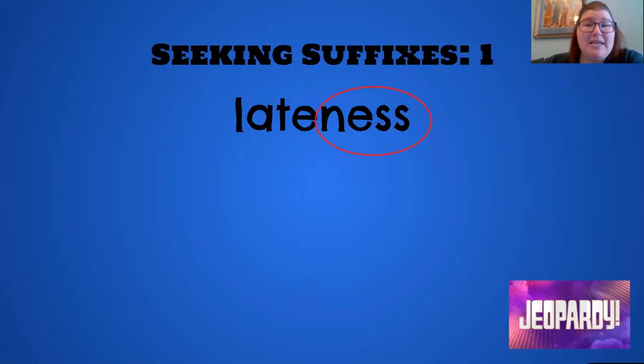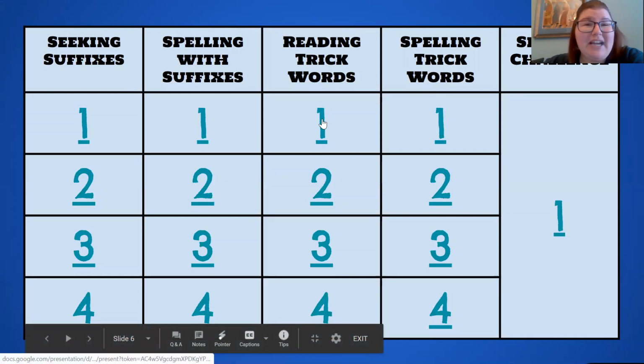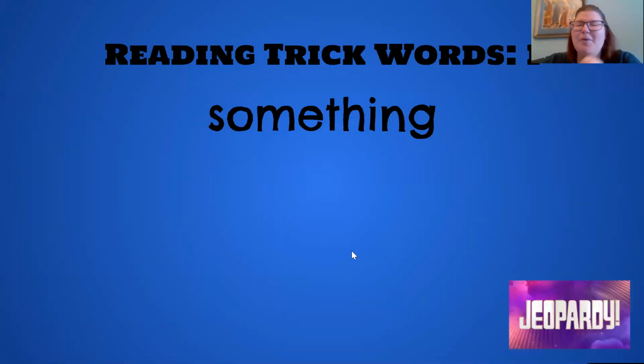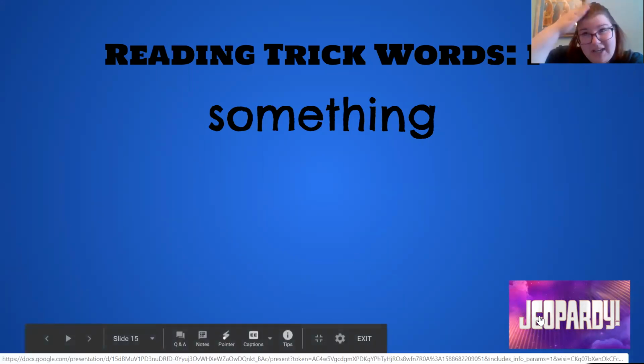If you said ness, suffix N-E-S-S, you are correct. Nice work. Okay. Let's go ahead and try and read a trick word. You ready? What trick word is this? If you said something, nice work. Go ahead and kiss that brain.